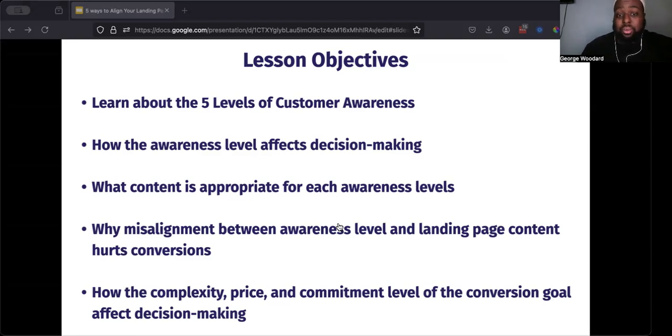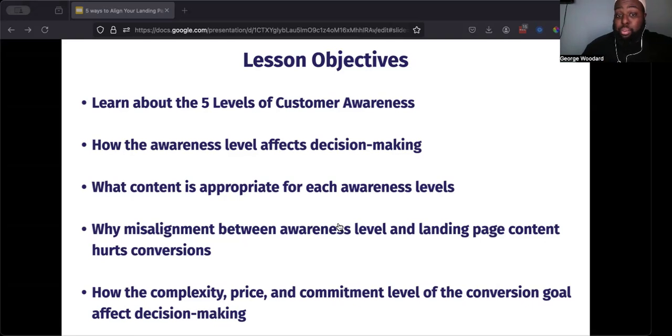Two, how the awareness level affects the decision making. Cut and dry. If they are at a certain awareness level, it will help them decide if they choose to move forward with your solution or not. That awareness level can have a big play in the decision making process.